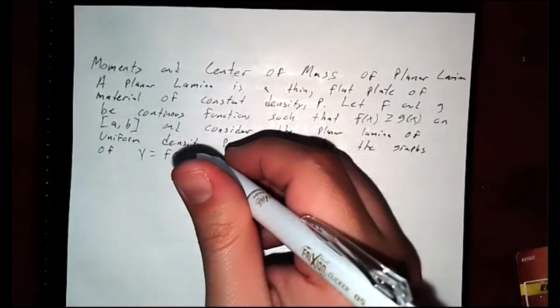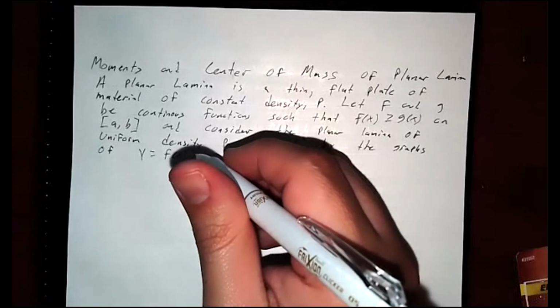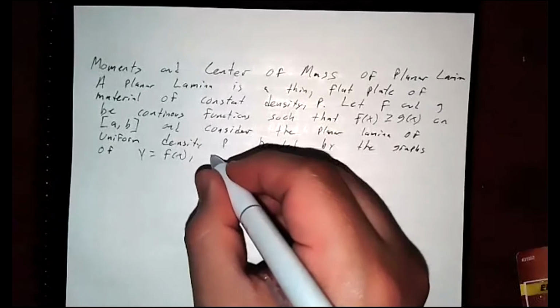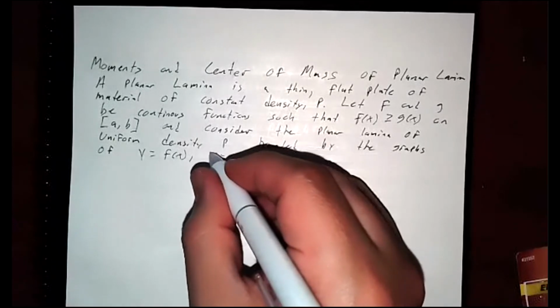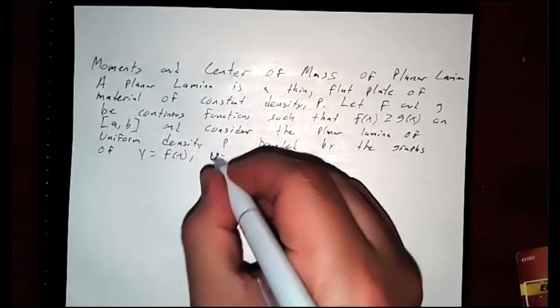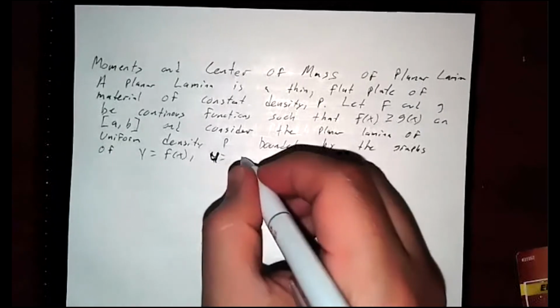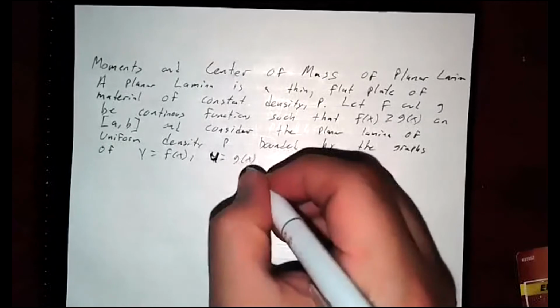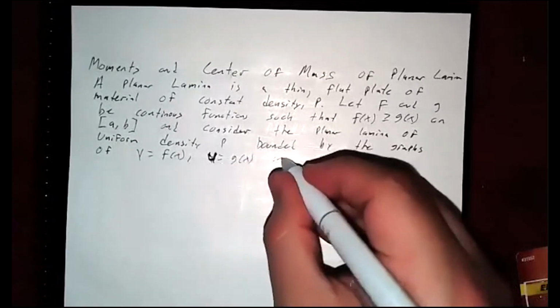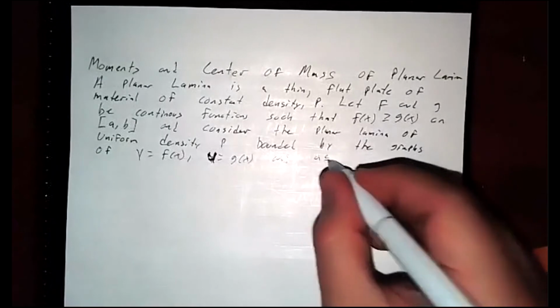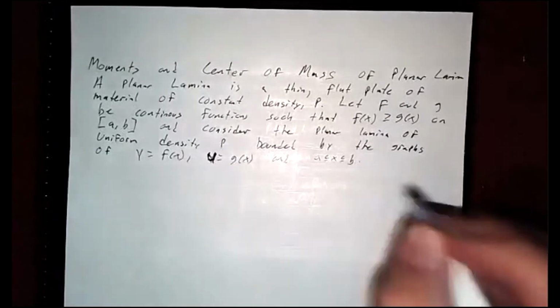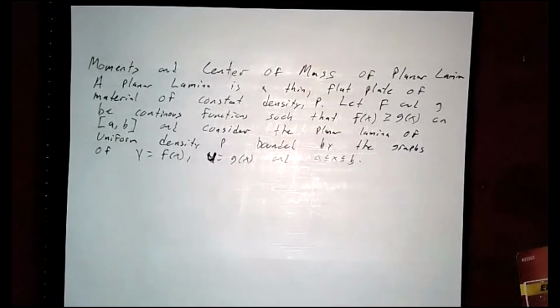Call this one, I don't know, doesn't matter, I guess. Y equal, oh, I should use a different letter. U equals g of x. And x is between a and b. Okay.